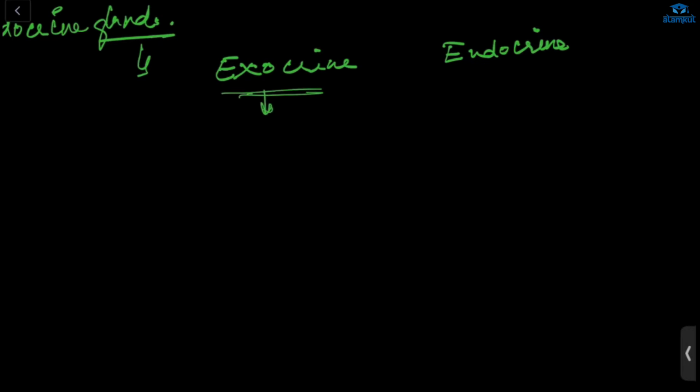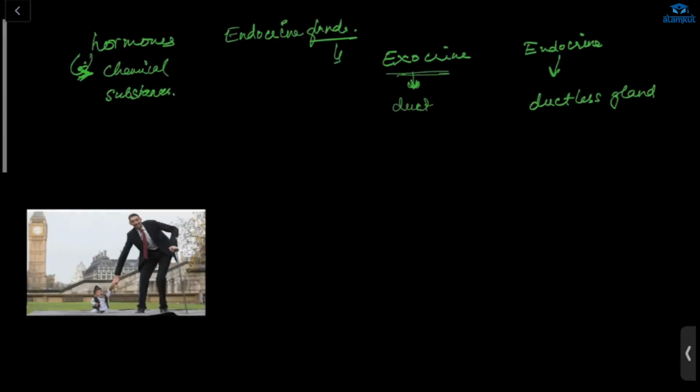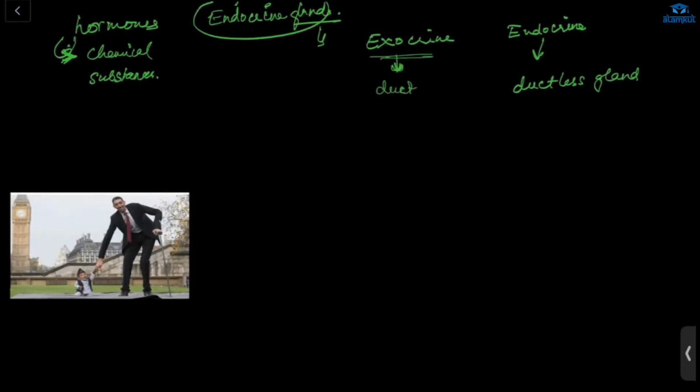Here, the substance which is secreted, right? It requires duct. Am I audible? Okay, this requires duct. And here, no duct, directly into the blood. So it is called ductless gland. Okay, so these hormones are secreted by endocrine gland.